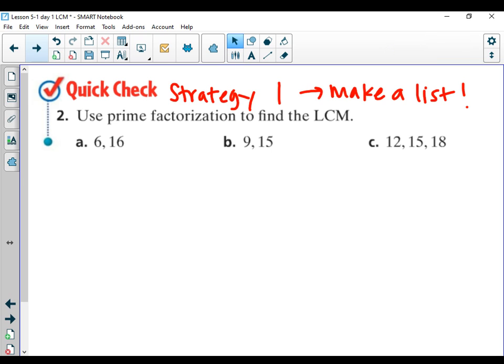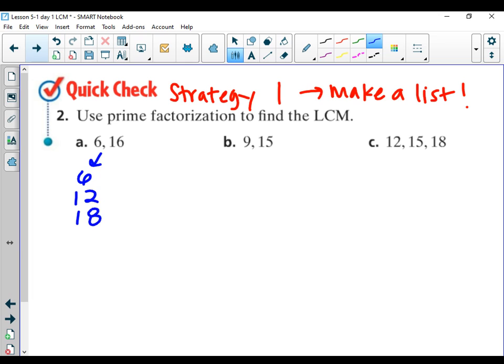How do I make a list? 6 times 1, 6 times 2, 6 times 3, 6 times 4, 6 times 5, 6 times 6. Where do I stop? Good question. I do a handful, 5 or 6, and then I move on to the other number, and I might have to go back to the first one. We'll find out.